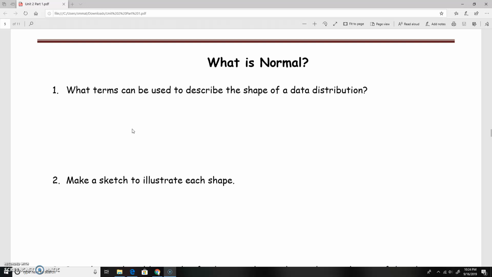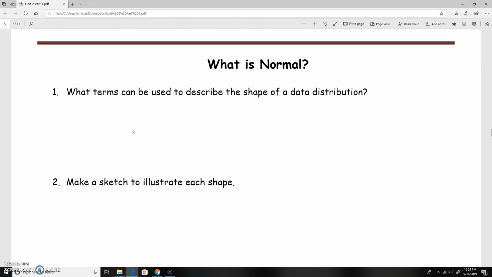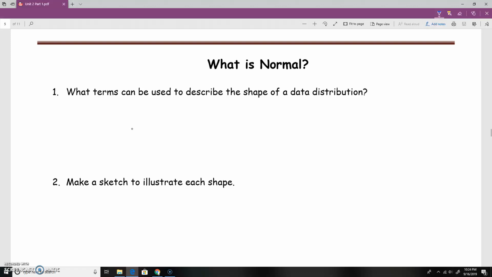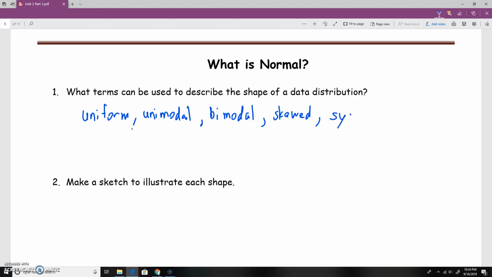First off, let's talk about what terms we can use to describe the shape of a data distribution. We talked about these before. We talked about uniform being straight across. We talked about unimodal, where it has just one mode, one peak. We talked about bimodal. We said skewed left and right for shapes. We also talked about it being symmetric.